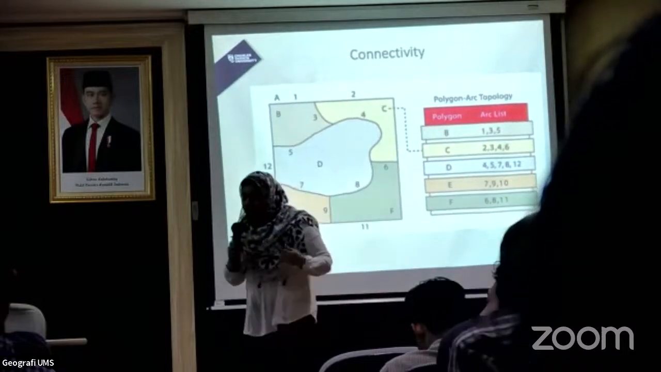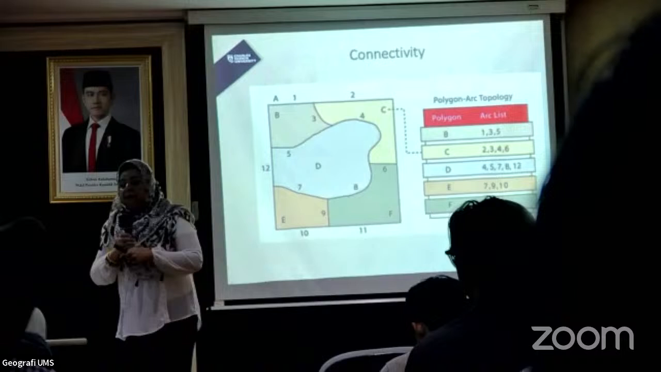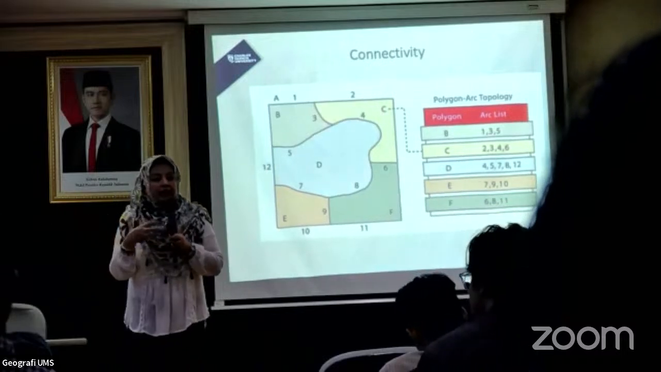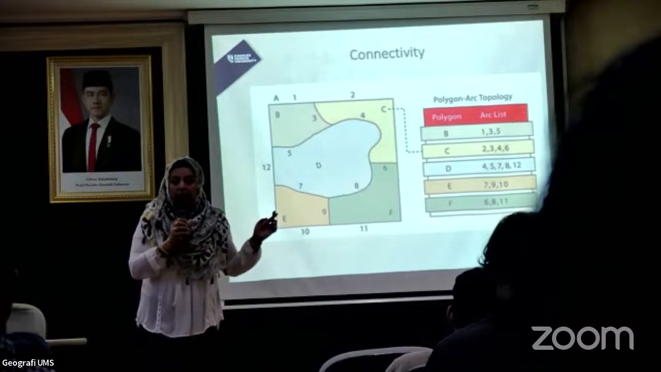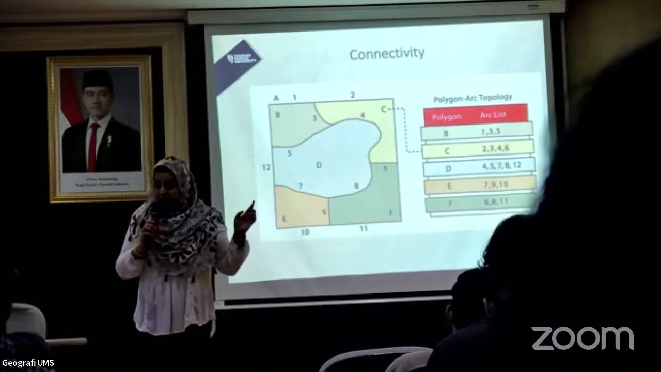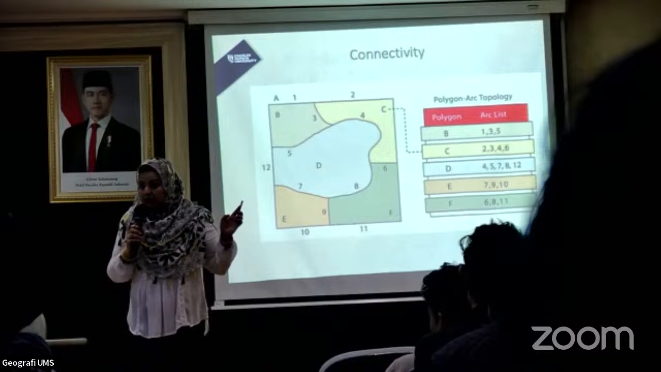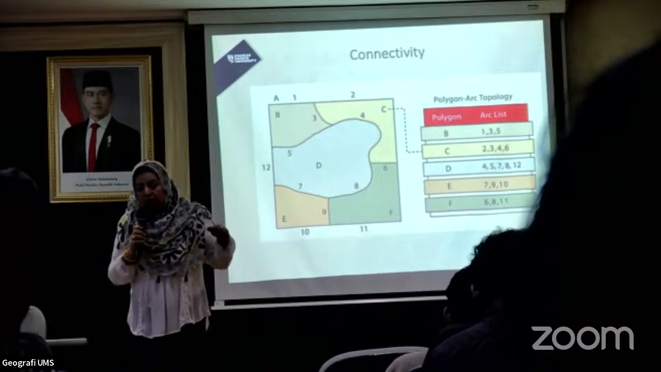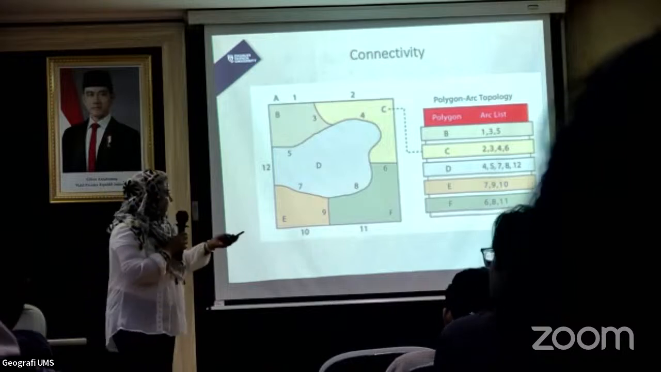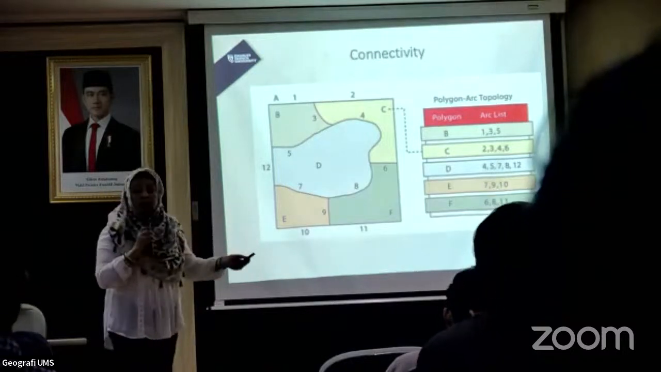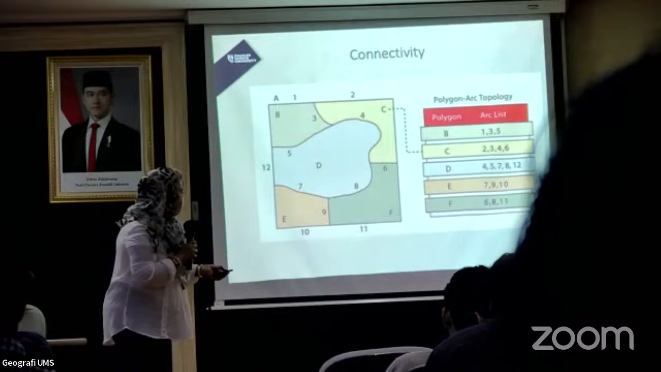So this is its special property, how these arcs are connected with polygon B. So this is a special relationship of a polygon with arcs, and this is called connectivity, and you can see from the table how it has been stored.